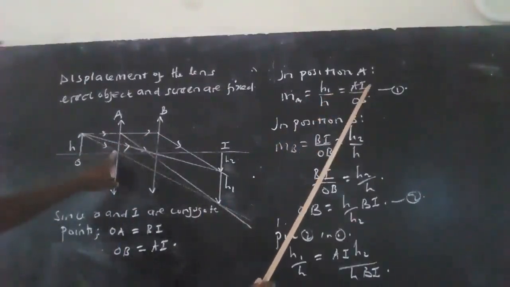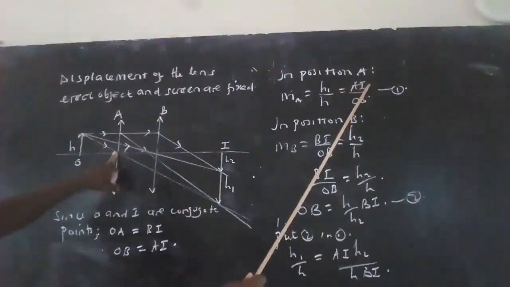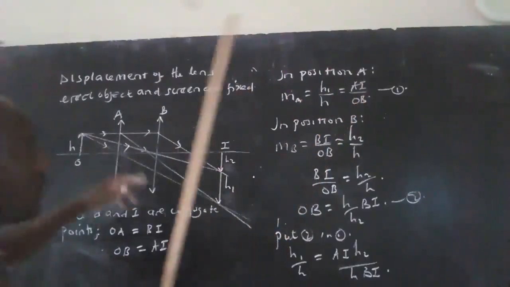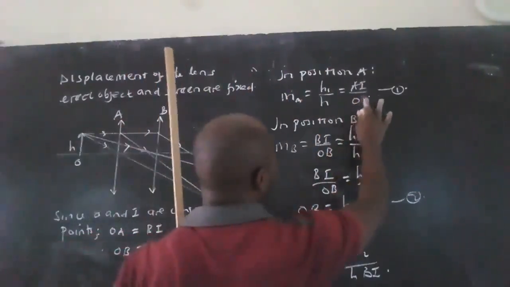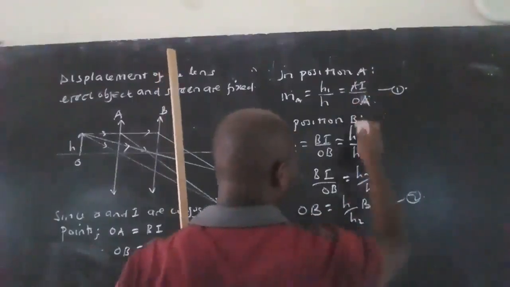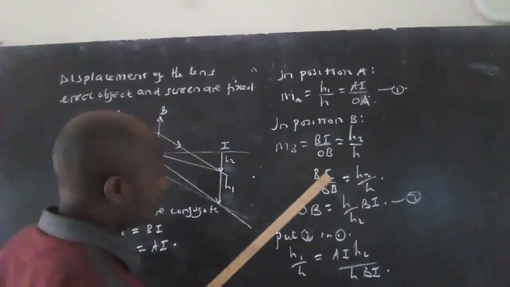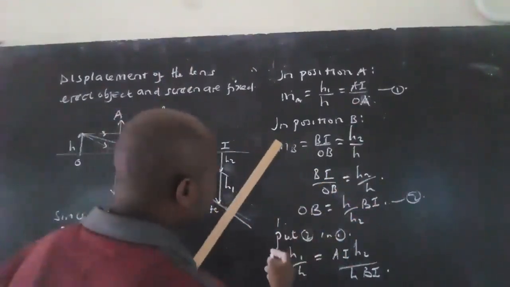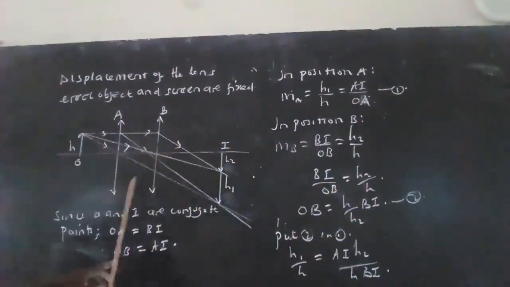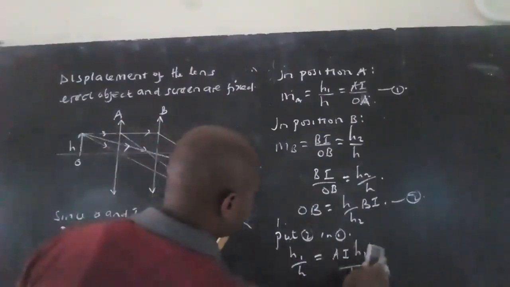Then the distance, image distance is AI. The object distance is, sorry, here we made a mistake. It is OA. This is OA. We made a mistake. So we shall now come here. OA. But then AI is same as OB. AI is same as OB. So I think here we made a mistake.